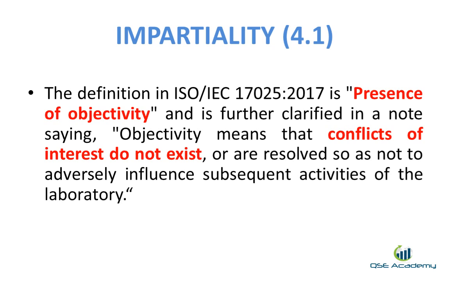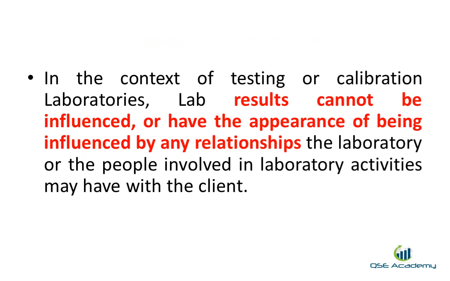Impartiality 4.1. The definition in ISO IEC 17025-2017 is presence of objectivity and is further clarified in a note saying objectivity means that conflicts of interest do not exist or are resolved so as not to adversely influence subsequent activities of the laboratory. In the context of testing or calibration laboratories, lab results cannot be influenced or have the appearance of being influenced by any relationships the laboratory or the people involved in laboratory activities may have with a client.